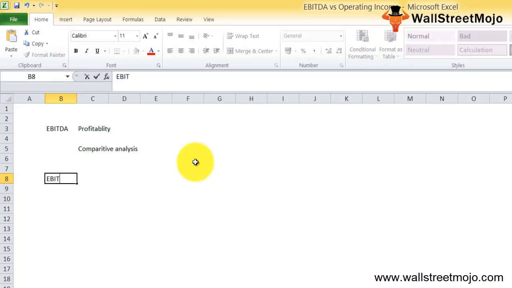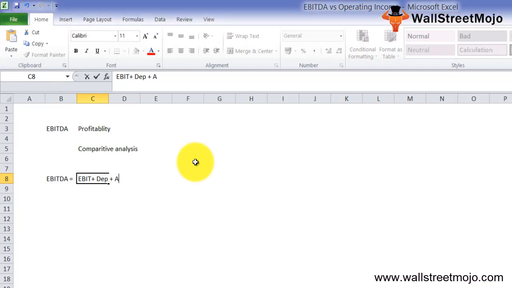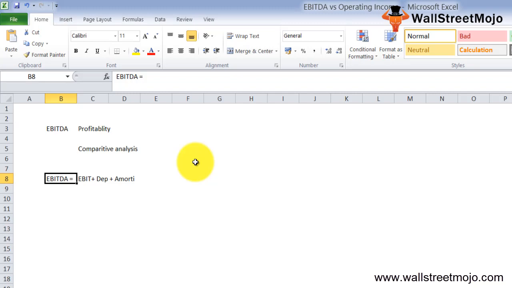EBITDA is calculated something like this. EBITDA is equal to your earnings before interest and tax, that is your operating income, to which you add back the non-cash expenditures. What are the non-cash expenditures? Depreciation. Do we have amortization? Yes, amortization is also part of the non-cash expenditure. So when we add these non-cash expenditures to the earnings before interest and tax, we get a real picture of the profitability analysis.